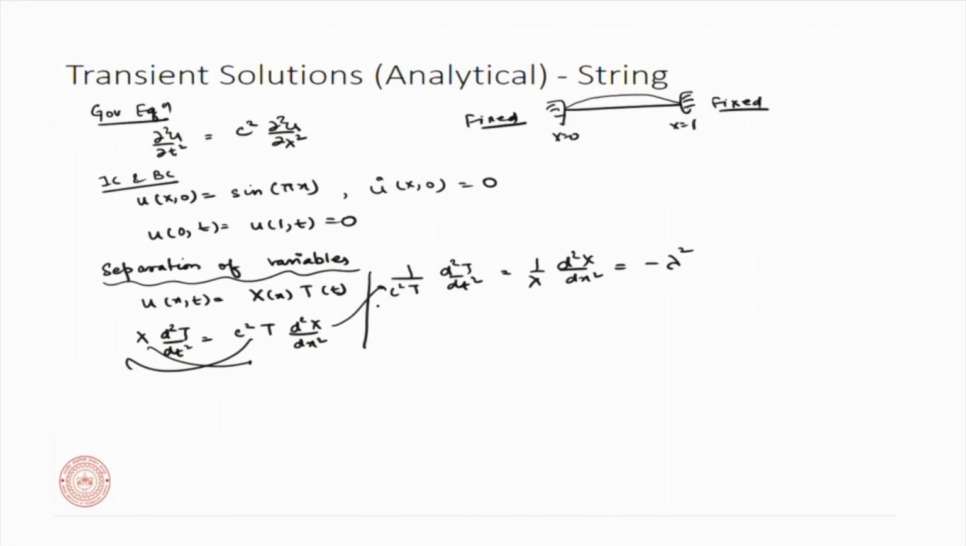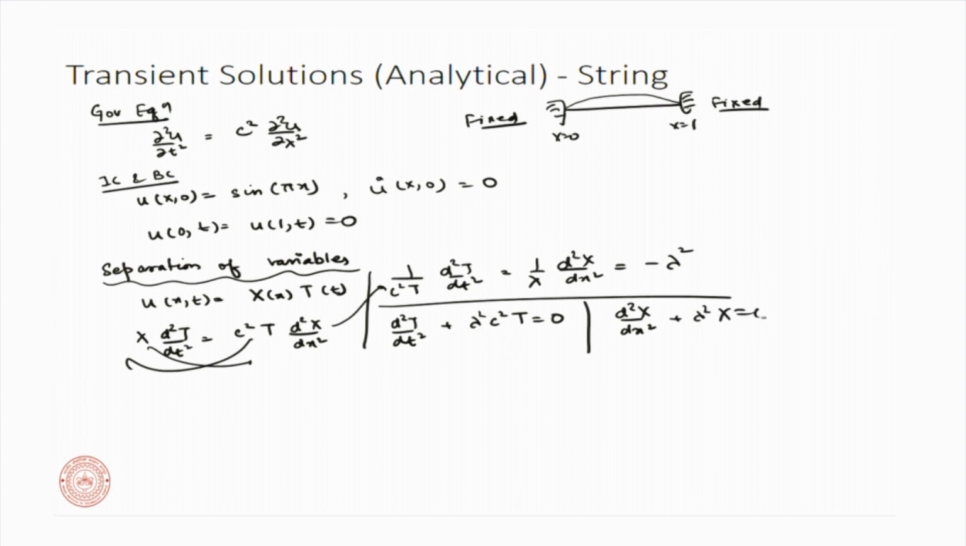Therefore, we have two equations. The first equation will be your time equation, d square T by dt square plus lambda square c square T is equal to 0, and we will have d square X by dx square plus lambda square X is equal to 0. Okay.